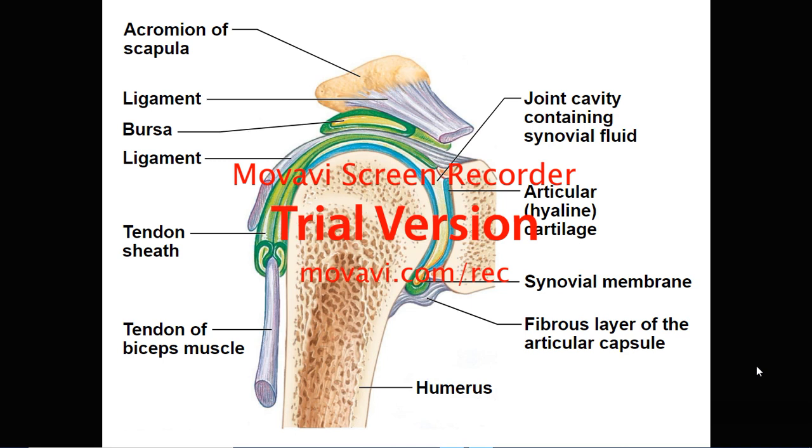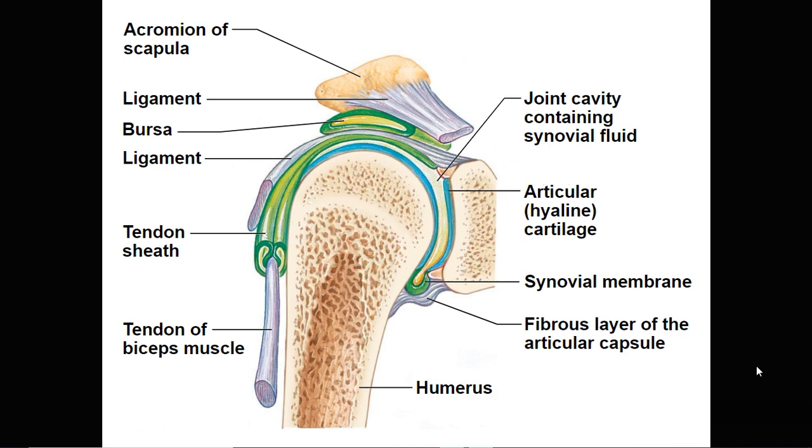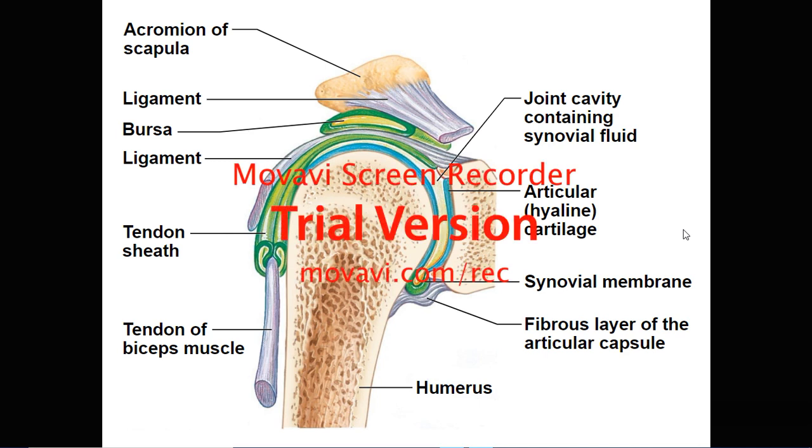So the bursa, you see right here, bursa right there, you can think of as a bag of lubricant. And again, that's going to be important to reduce the friction between adjacent structures during joint activity.